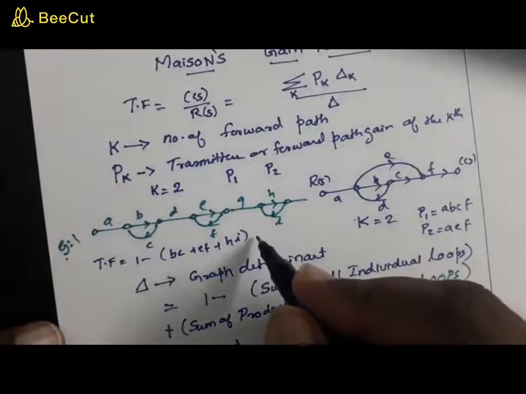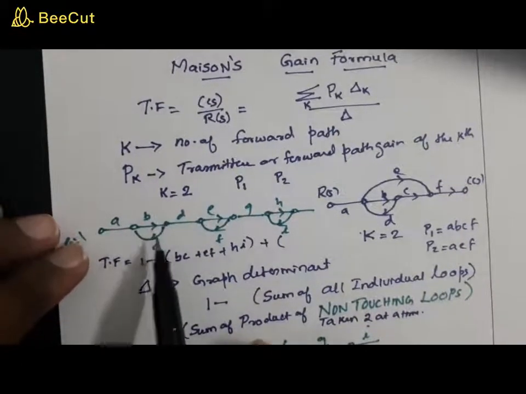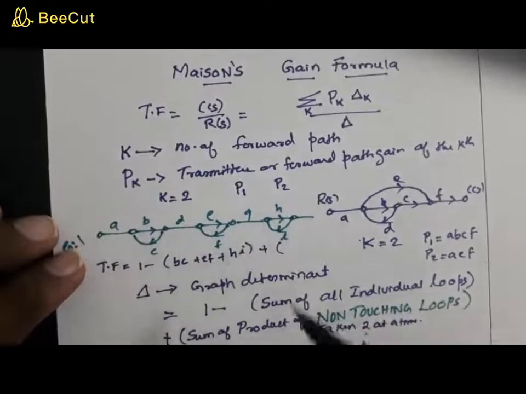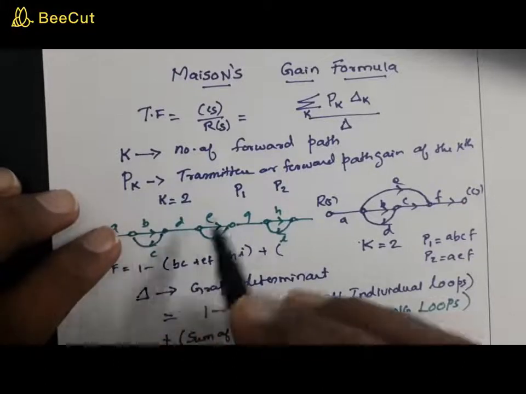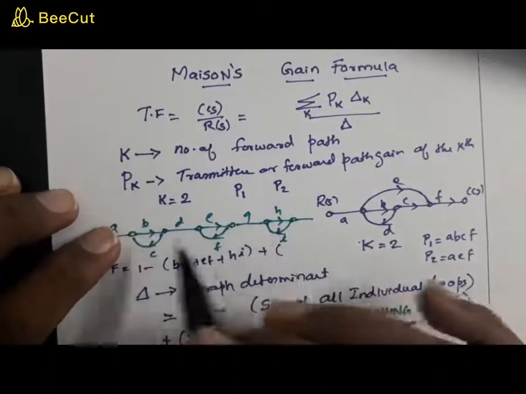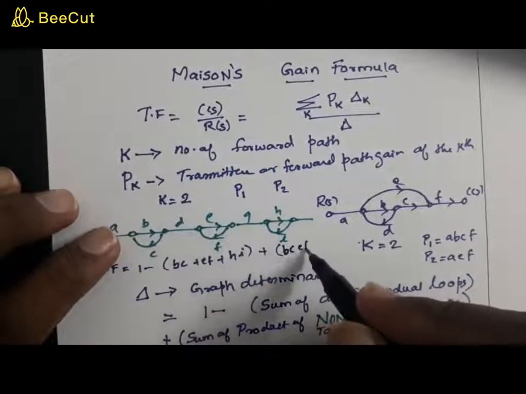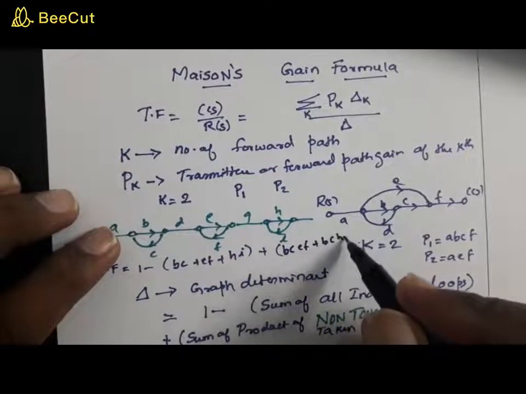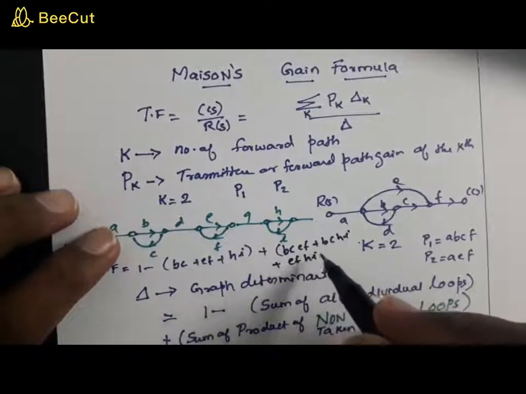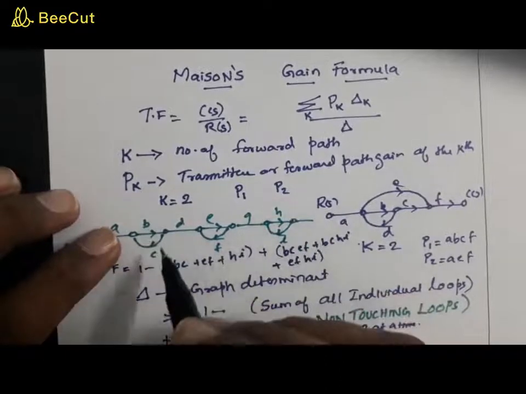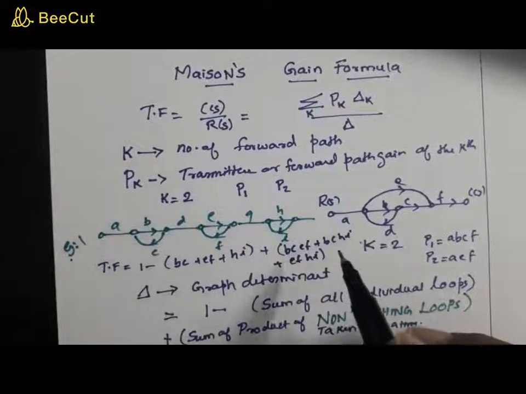So what must this be? This will be plus the sum of the products of the non-touching loops. These are non-touching: BC, EF and HI. Now how many combinations? When you take two at a time, you can take BC and EF, BC and HI, and EF and HI, so you will have three combinations: BCEF plus BCHI plus EFHI. Am I right? These are the three combinations when you take two at a time.